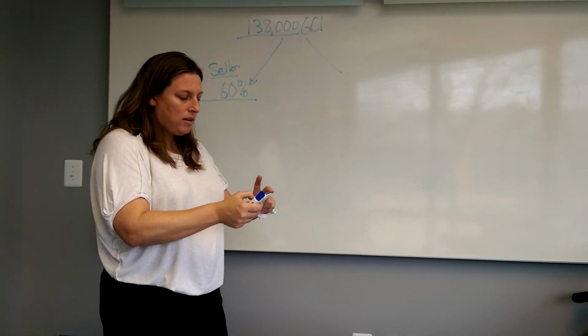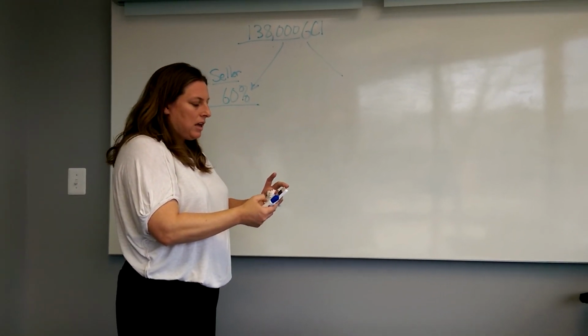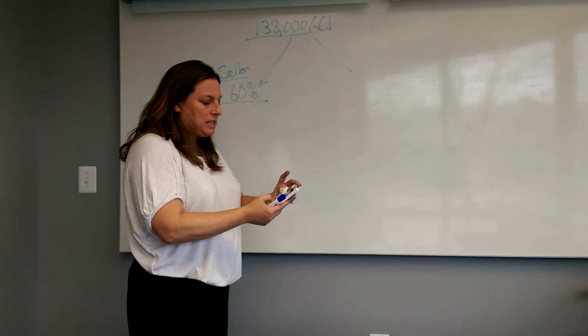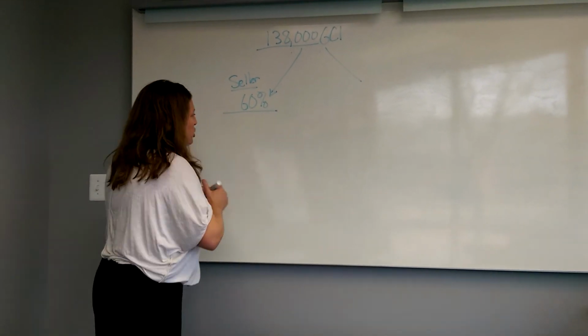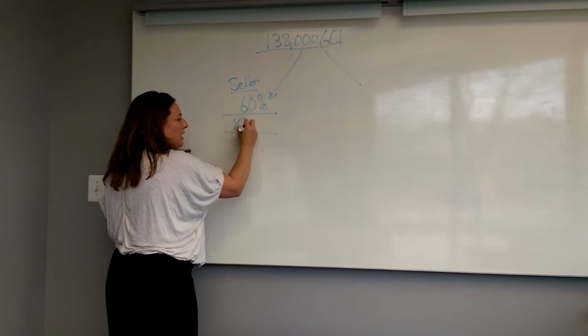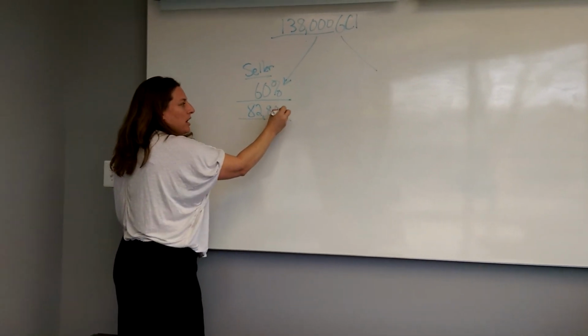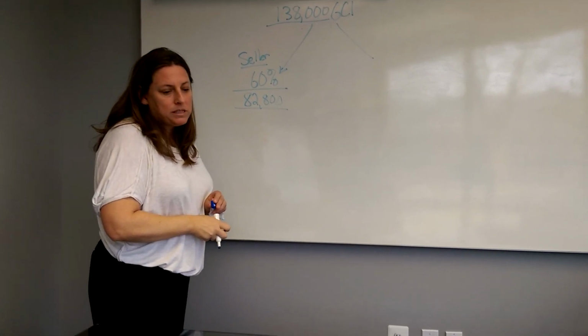If I can find my calculator. There it goes. All right, so I'm taking 138 and I'm timesing by 0.60, and that's the GCI that I'm going to get from sellers. 82,800. So out of this 138, 82,800 is going to come from sellers.